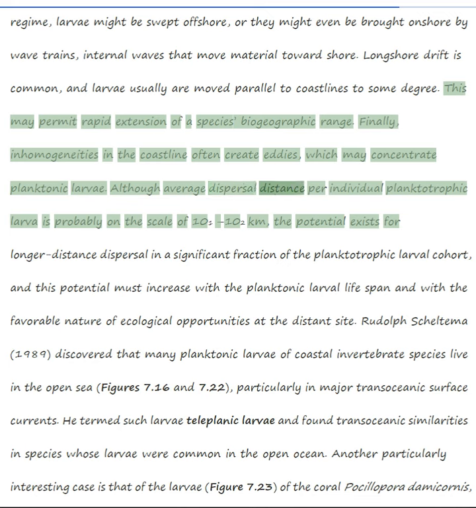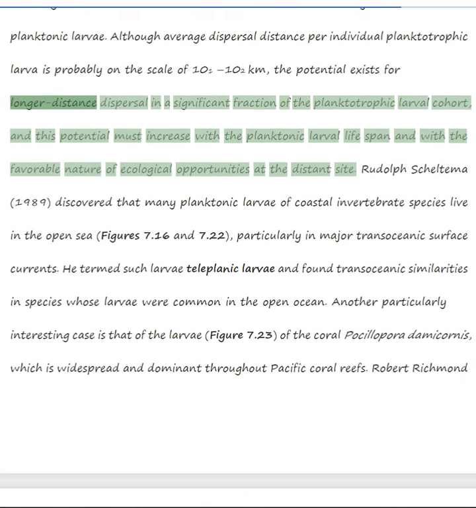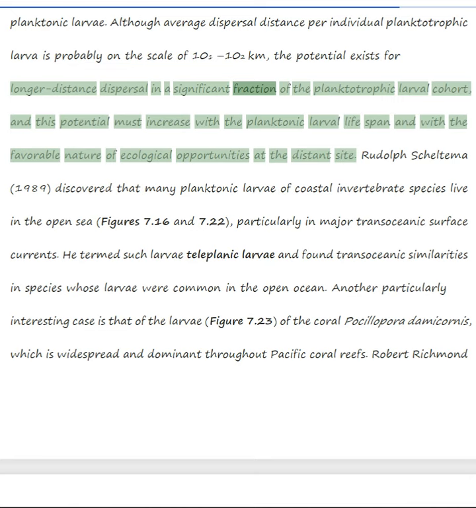Although average dispersal distance per individual planktotrophic larva is probably on the scale of 10 kilometers, the potential exists for longer distance dispersal in a significant fraction of the planktotrophic larval cohort, and this potential must increase with the planktonic larval lifespan and with the favorable nature of ecological opportunities at the distant site.